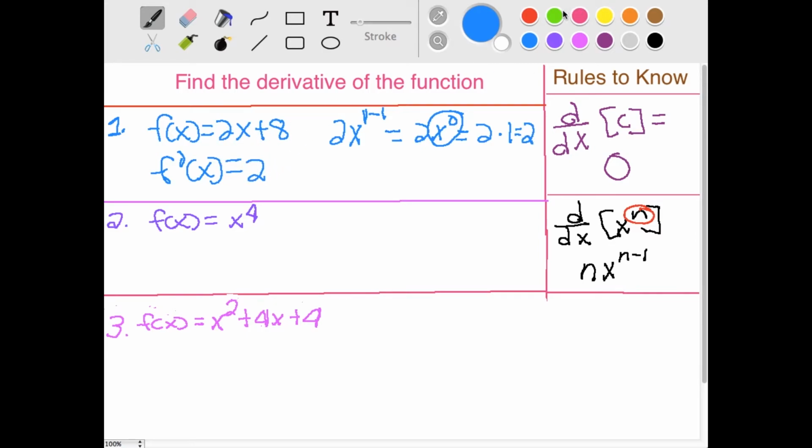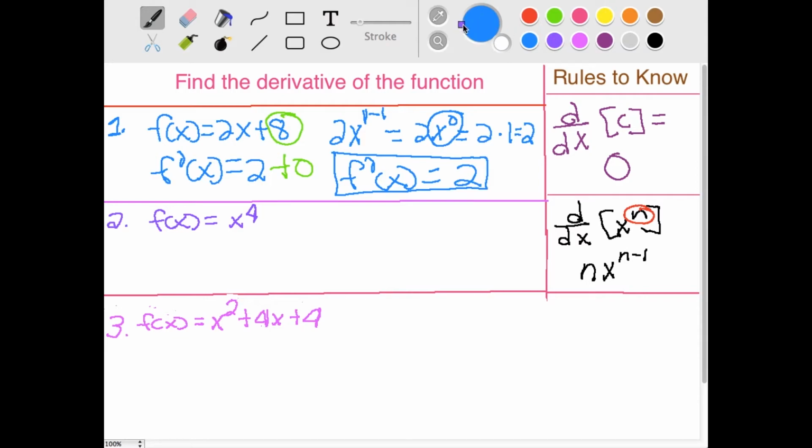And here, this is just a constant, so of course it's going to be 0. So the derivative of this function is f prime of x equals 2. This is the derivative.